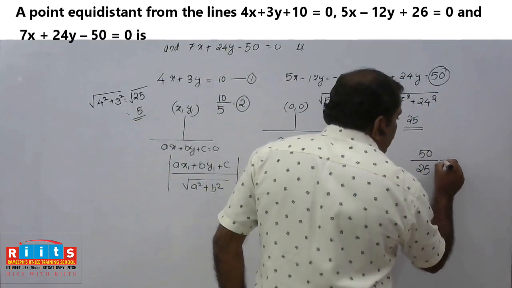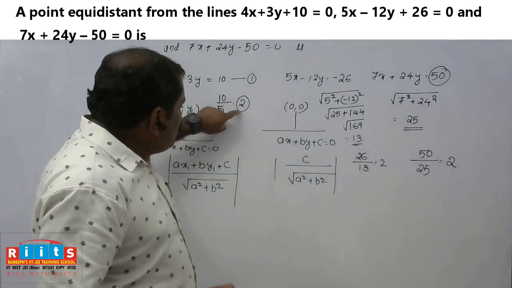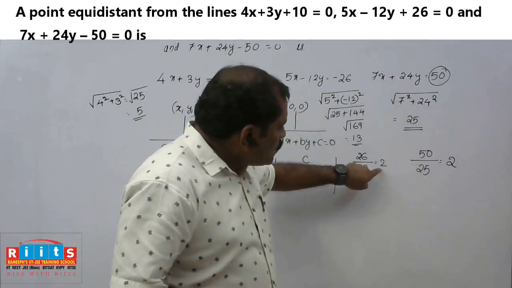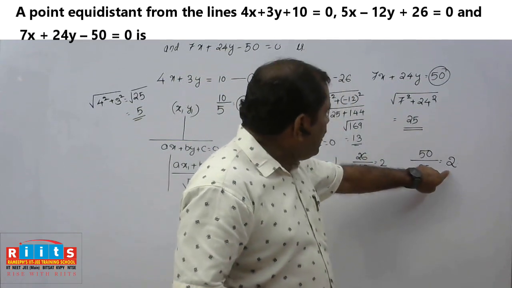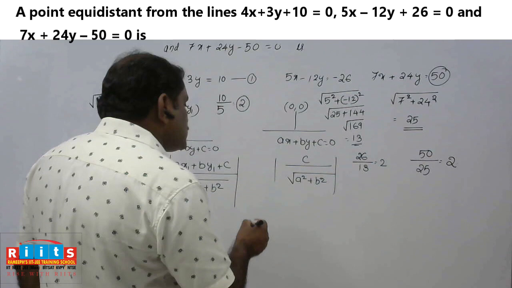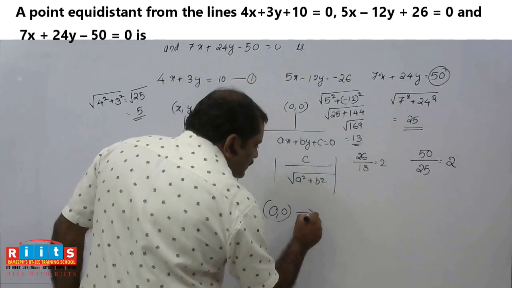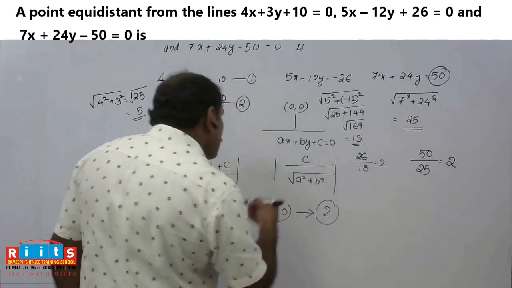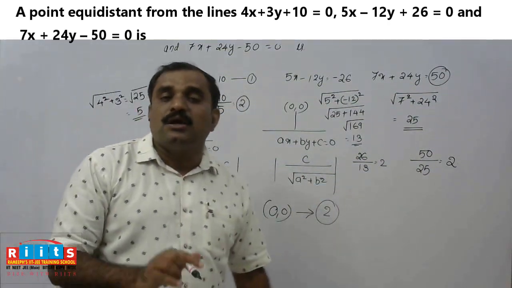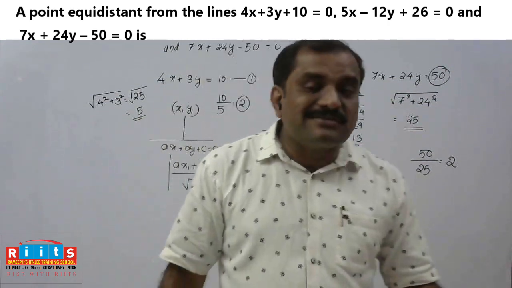We get the perpendicular distance is 2. So in this case, the perpendicular distance from the origin to that straight line is 2. This is also 2. For the third straight line, the perpendicular distance from the origin is also 2. So the origin is equidistant from all the straight lines, always 2. So the right option is origin, option 3.